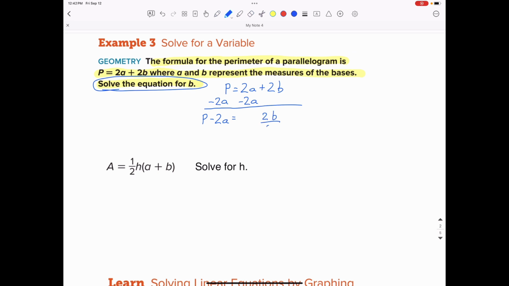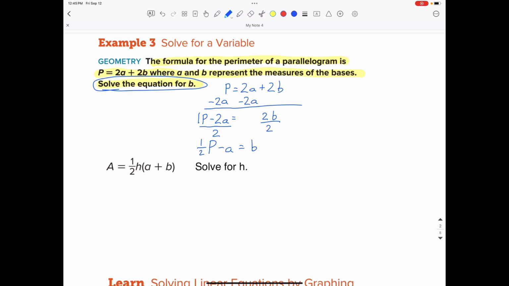And then we'll divide by 2. And when you divide by 2, remember there is a 1 in front of that p. So that means 1p divided by 2 would be 1/2 p. Negative 2a divided by 2 would be just negative 1a, or just negative a. And that will equal b. And we have solved the equation for b. Let's try the next one.